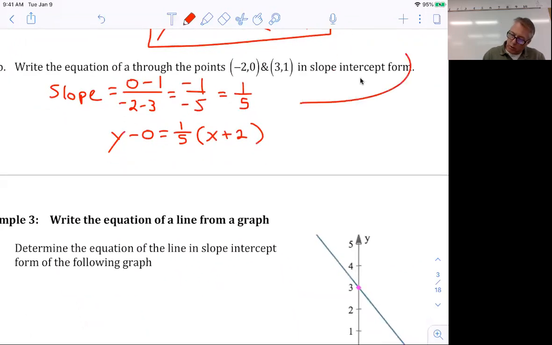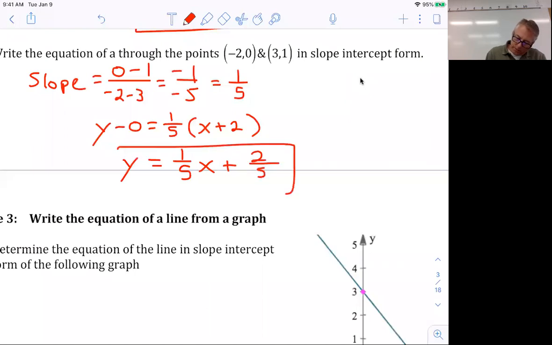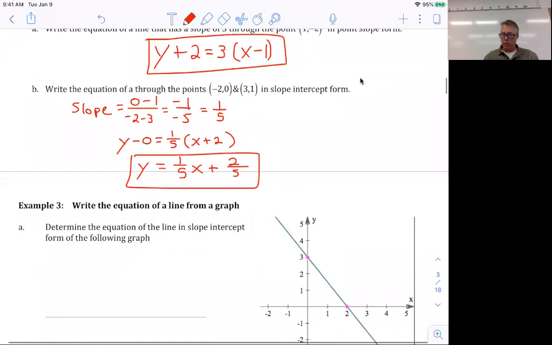But the question asked me to write it in slope intercept form. So all I need to do is solve this for y, or get y by itself. Well, again, I don't need to write the minus 0, and I can distribute the 1/5, so I get 1/5 x plus 1/5 times 2 is 2/5. So in slope intercept form, it's y equals 1/5 x plus 2/5.